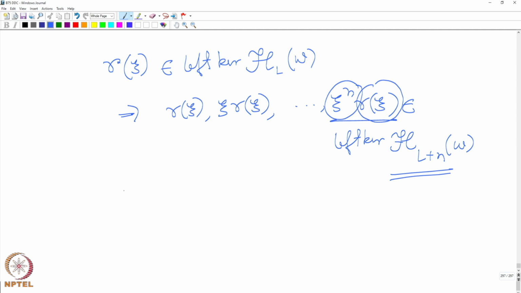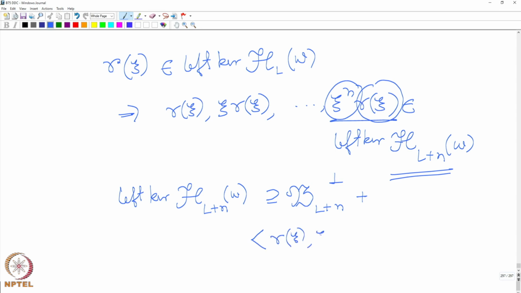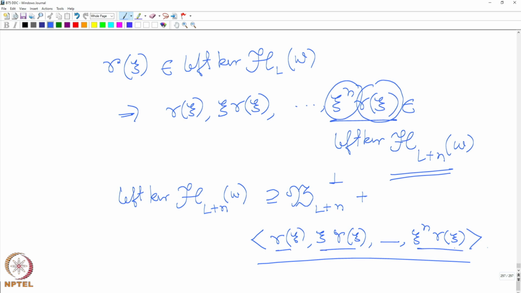Now because of that, it so happens that the left kernel of the L plus nth Hankel matrix will contain not just B L plus n perp, but also the vector space spanned by r xi, xi r xi, dot dot dot, up to xi to the power n r xi. I made a slight mistake in calculation in the last lecture. This vector space, of course, I said dimension n, but I was wrong. You see how many linearly independent vectors are there? n plus 1 number of vectors are there. So this dimension is actually n plus 1.